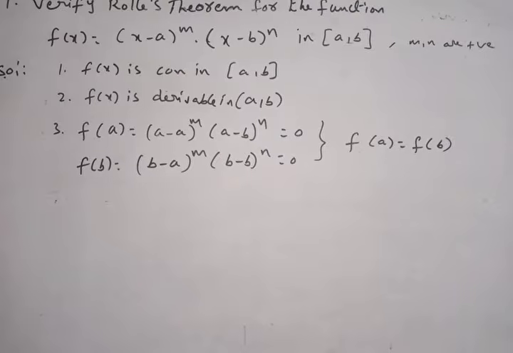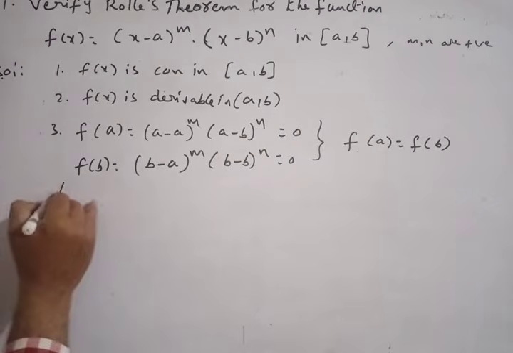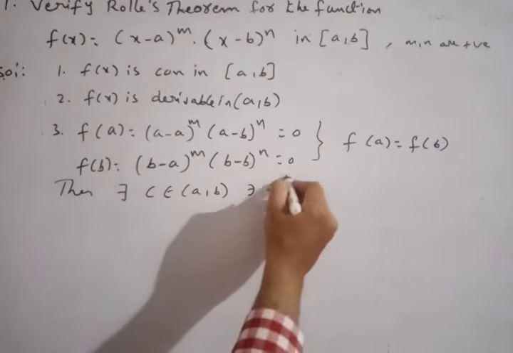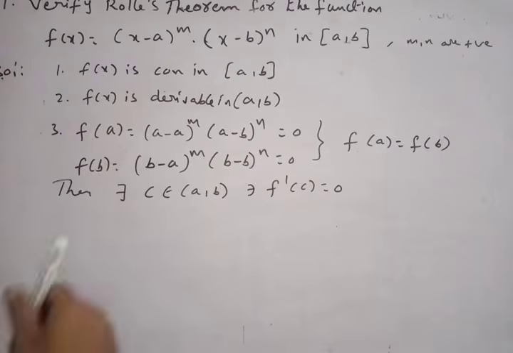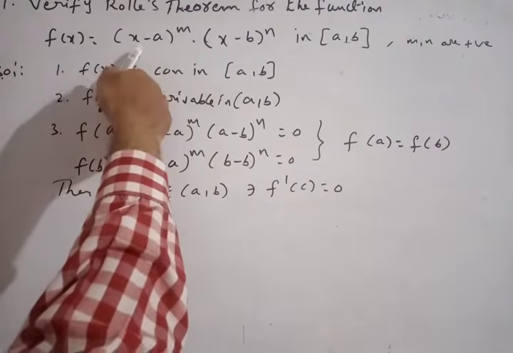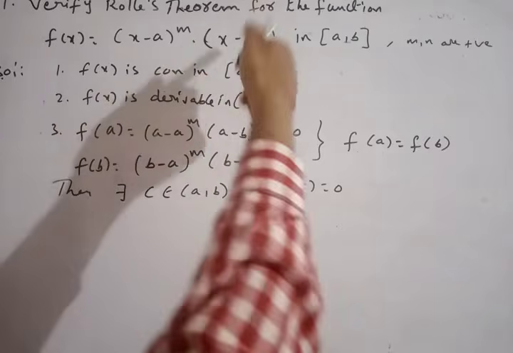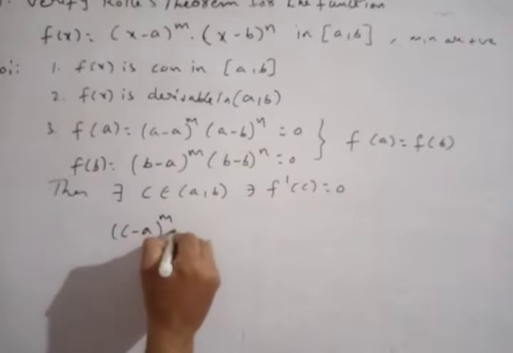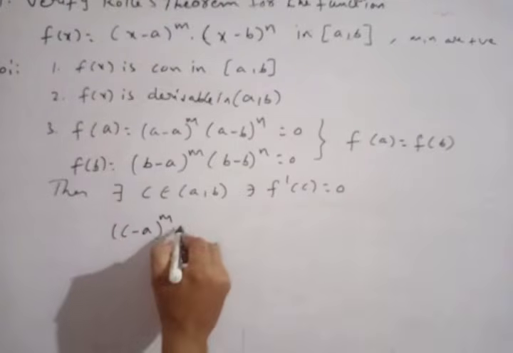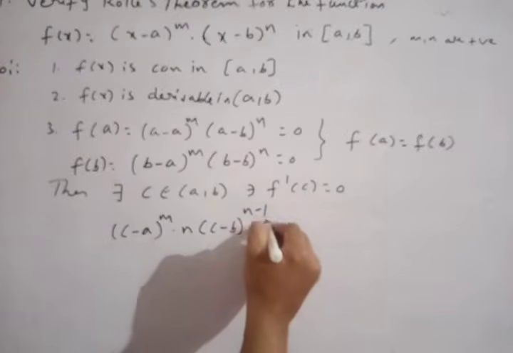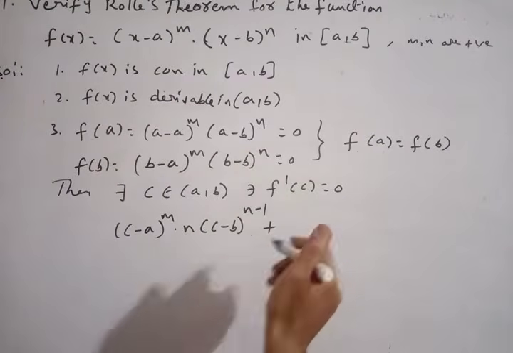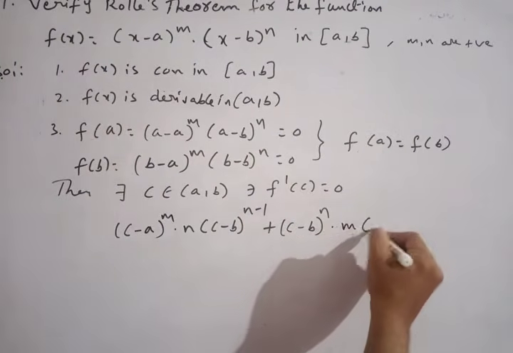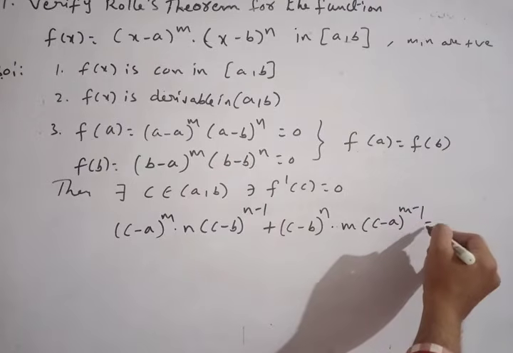Then what do we have to do now? Then there exists c belongs to a comma b such that f dash of c is equal to 0, right? So what is f dash of c here? First f of c is what? C minus a whole power m into c minus b whole power n, right? So UV method. F dash of c: c minus a whole power m into, if I differentiate this part, n into c minus b whole power n minus 1. Chain rule differentiation of this part is 1, plus c minus b whole power n into differentiation of this part, m into c minus a whole power m minus 1, is equal to 0.